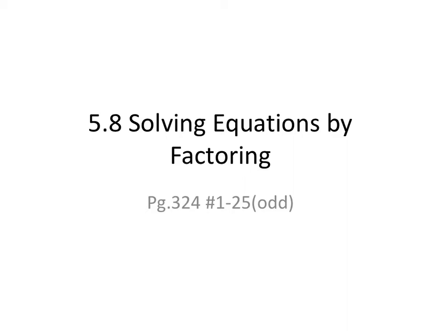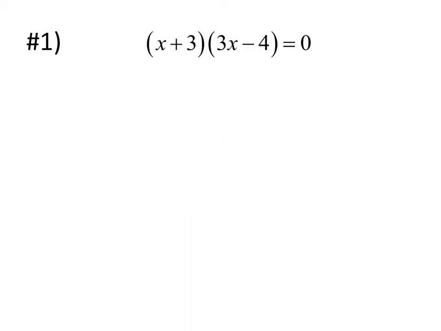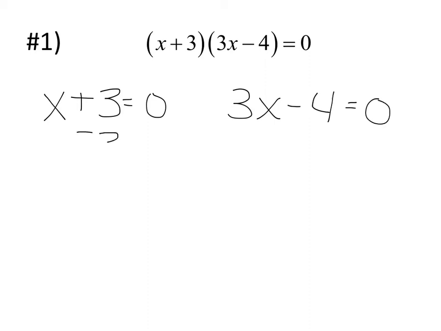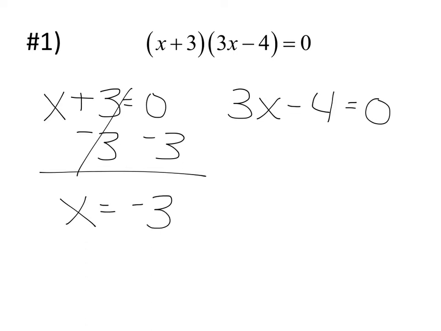Okay, this is page 324, 1 through 25 odd. We are solving equations by factoring. This one's actually already factored for us, so we just need to set it up. x plus 3 is equal to 0, and 3x minus 4 is equal to 0. So you're going to subtract 3 from both sides, giving you x equals negative 3.